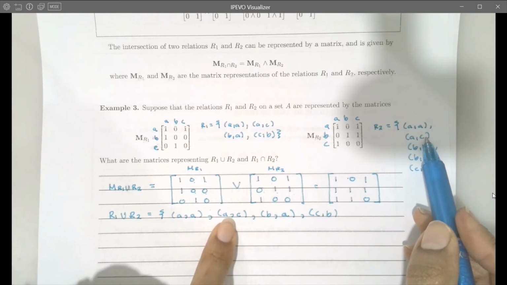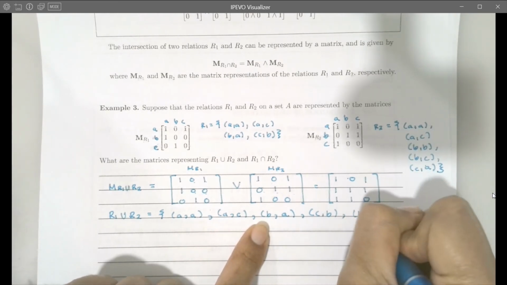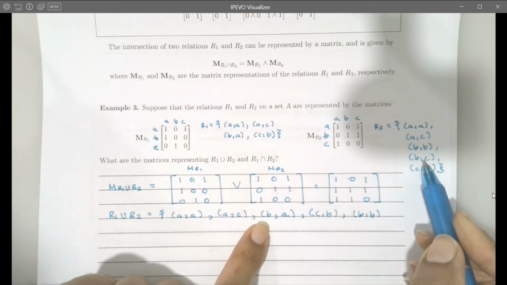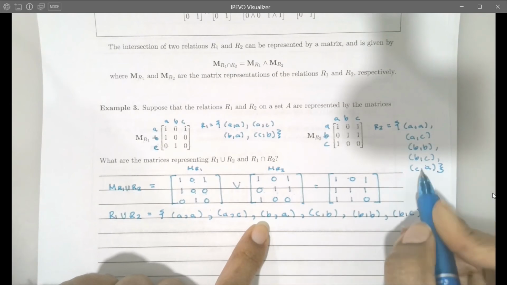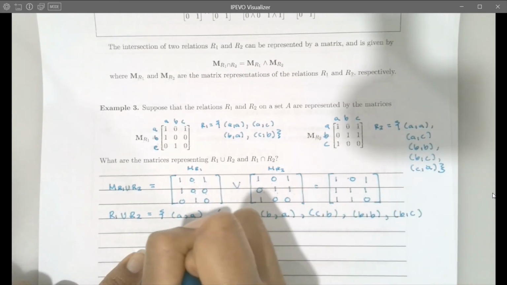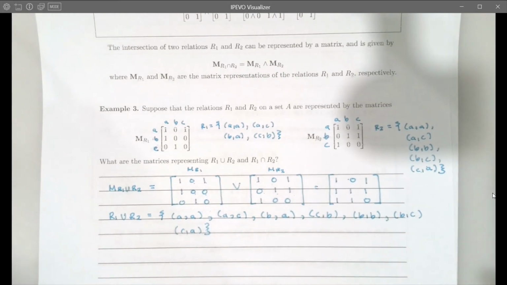We have AC, which is already listed. We also have BB, which is not listed, so I'm going to write that down. BC, which I'm going to write down. And CA. Okay, so I'll write CA over here. So that's a total of, let's see, 2, 4, 6, 7 elements.